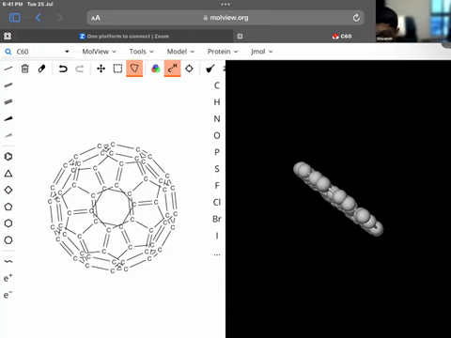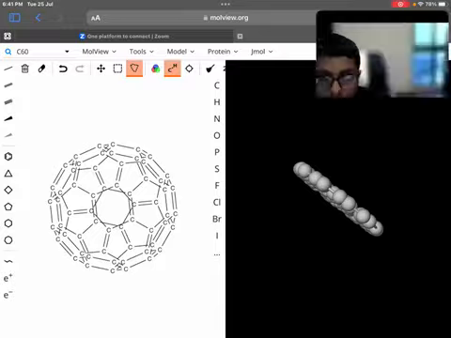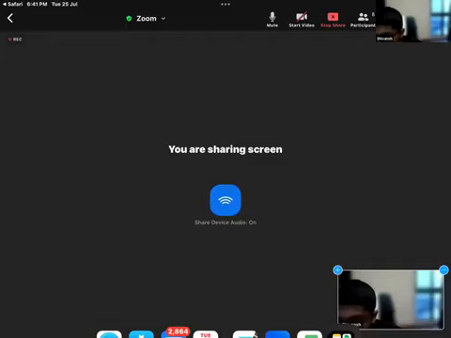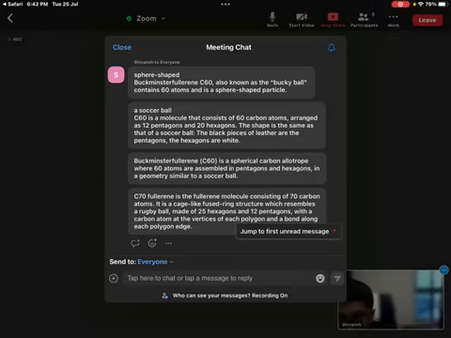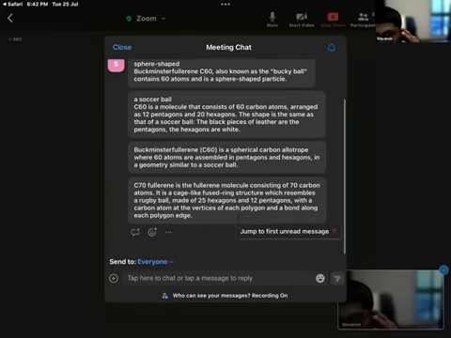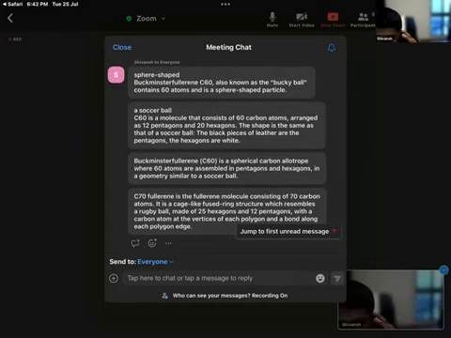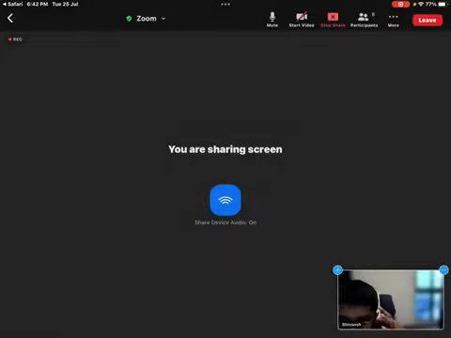I sent something in the Zoom chat. The last thing I sent, I think they're confusing C60 with C70. Soccer ball, okay. The last message: it's a cage-like fused ring structure. Yes, it is non-planar.